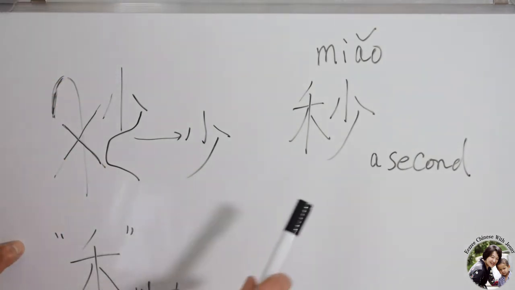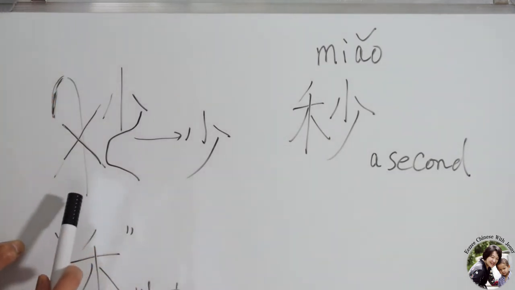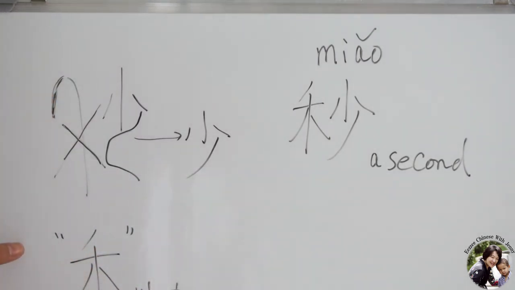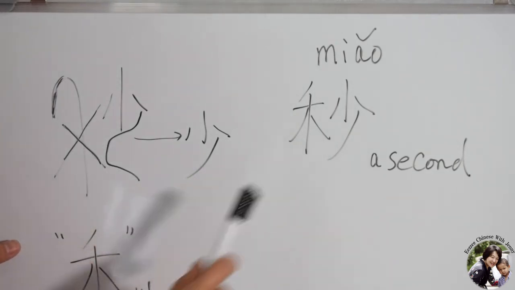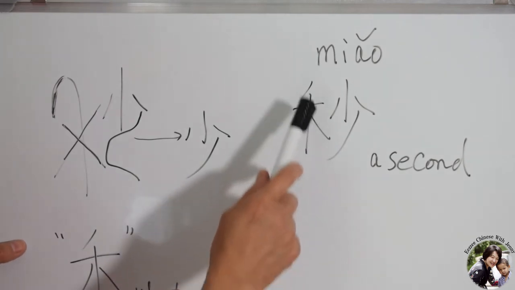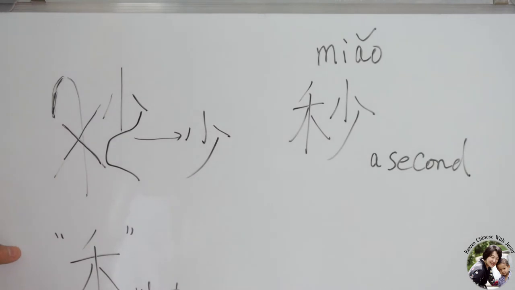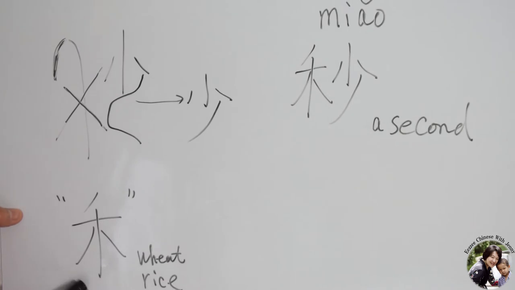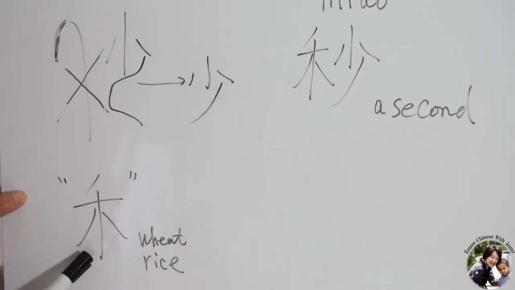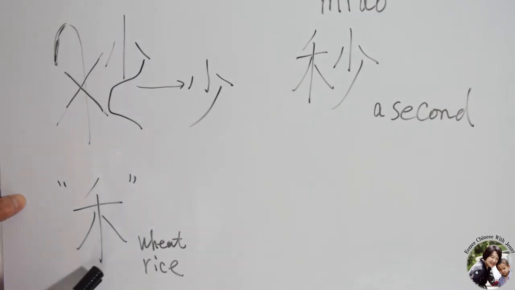Because we don't have this concept of a second in China, we use this character, which refers to the very small or fine pointing of the wheat, to represent a second. The pronunciation is miao, the third tone. And this part, currently the simplified version is like this. If you see characters with this as a radical, they are always related to crops like wheat or rice.